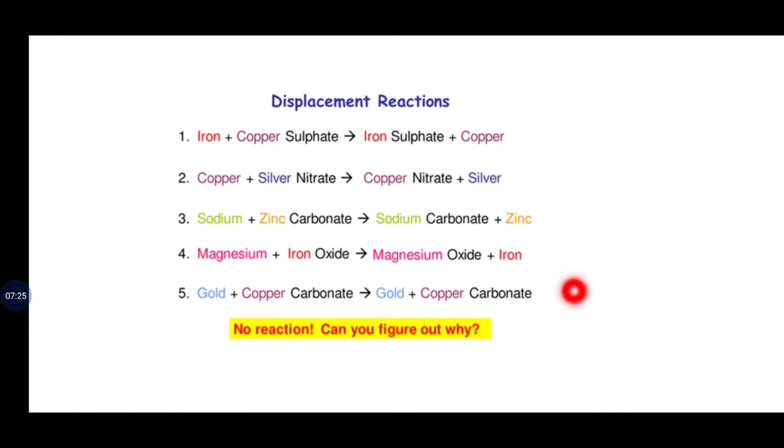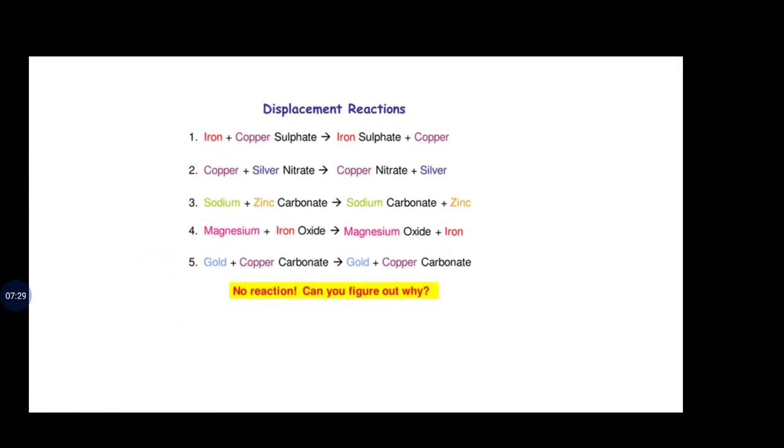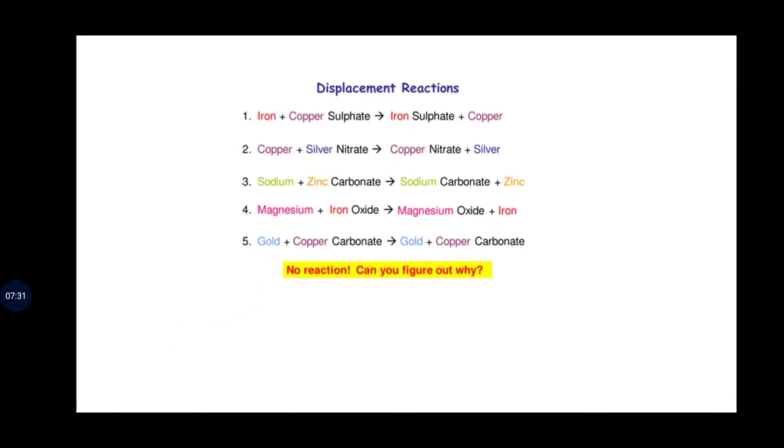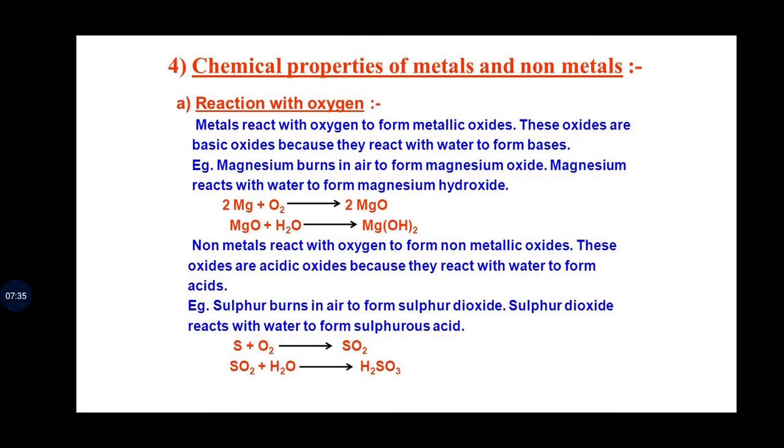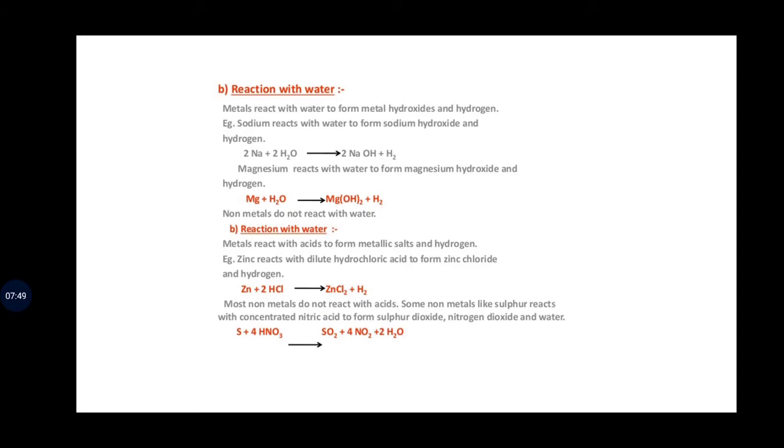Now we discuss all the chemical properties of this chapter. That is, first property is how it is going to react with oxygen. When it is going to react with oxygen, it gives us magnesium oxide, and that magnesium oxide is going to react with water, it gives us magnesium hydroxide. So second one is how it is going to react with water.